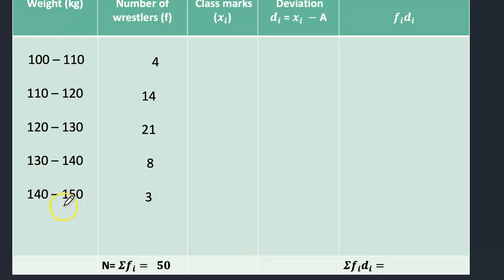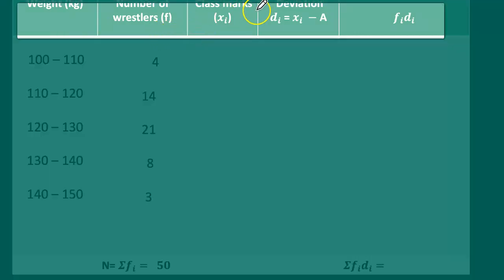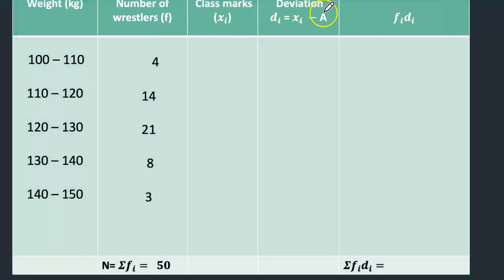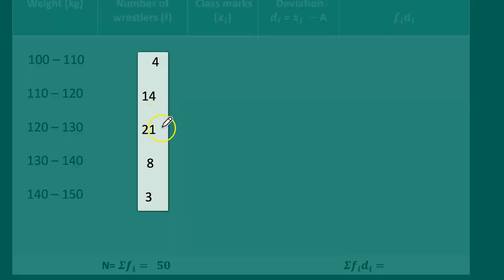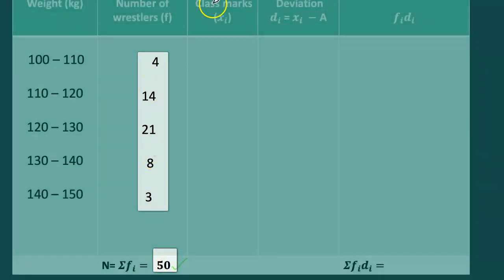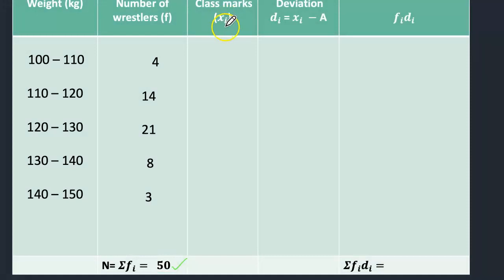First step, draw the table: weight, number of wrestlers (frequency), class mark, deviation, and frequency into deviation. The weights are given in the question: 100 to 110 kilograms, 110 to 120, 120 to 130, 130 to 140, 140 to 150. The number of wrestlers is also given: 4, 14, 21, 8, 3. So the total number of wrestlers is 50. We should total it. First of all, we have to calculate the class mark xi.